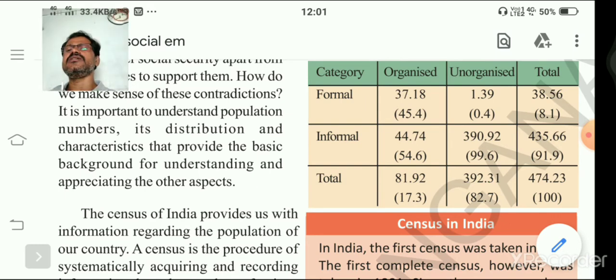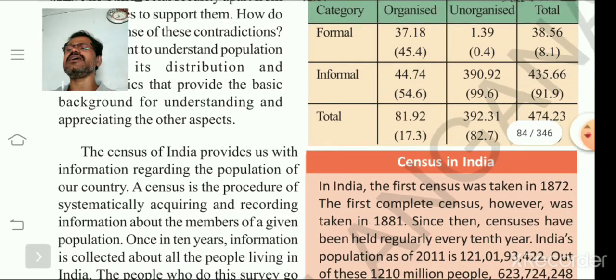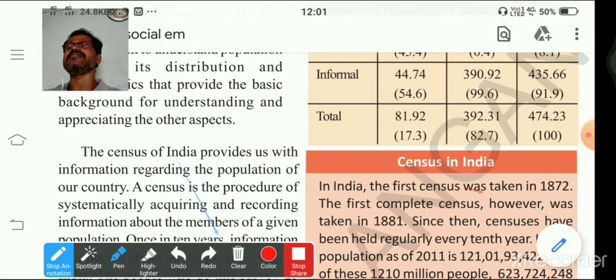So here, as per the 2011 census, in India, it is 121.07 crore. Sorry, 121.07. Yes, that is 1,210 million people as per the 2011 census. So, what is meant by census here?